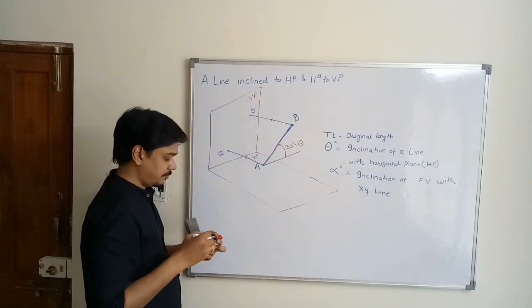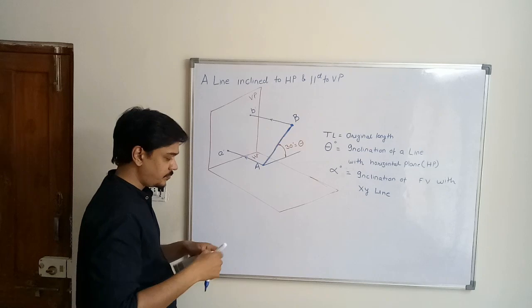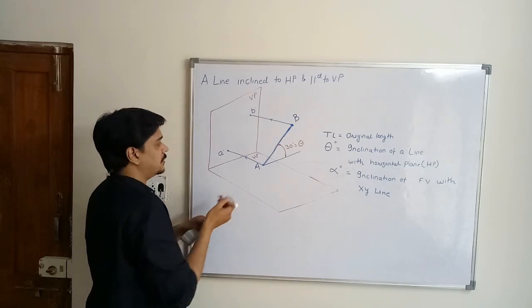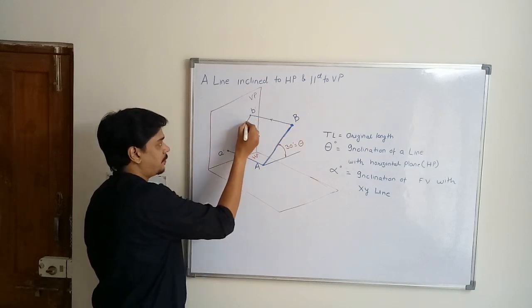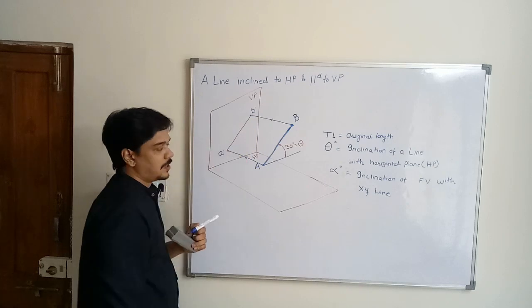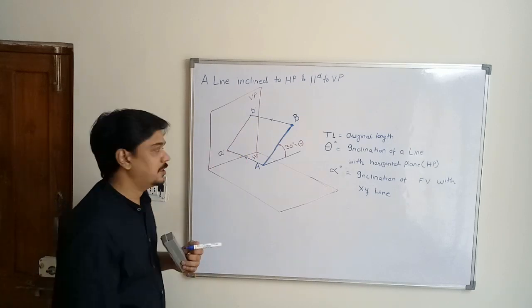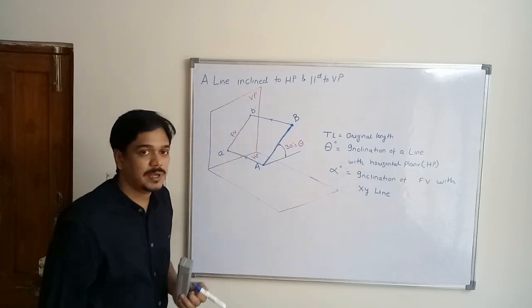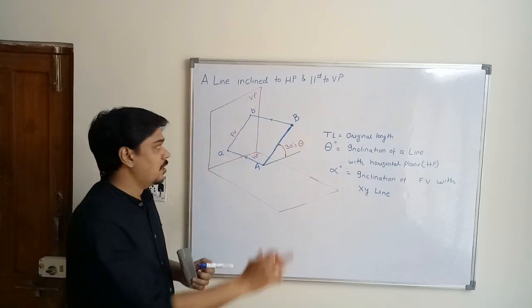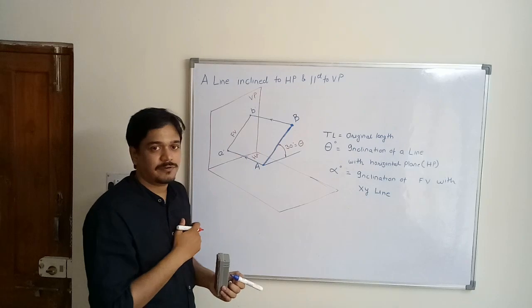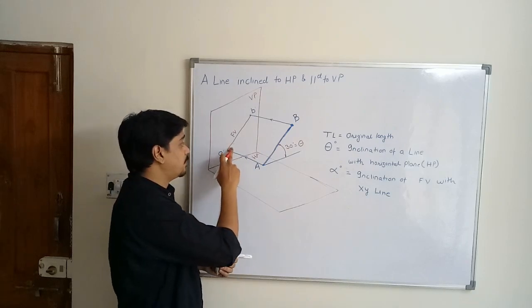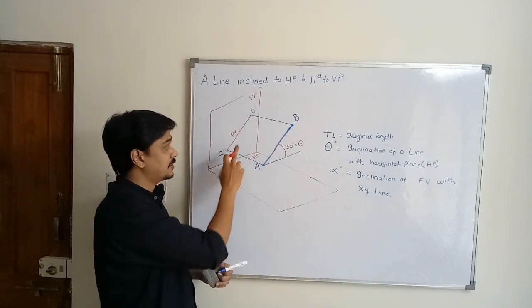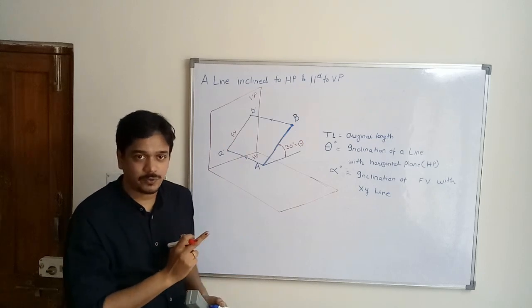Now if you join A dash B dash, it will be the front view, that is the image or shadow or view of a line AB in front direction. So this is termed by A dash and B dash. So this red line is nothing but the front view.